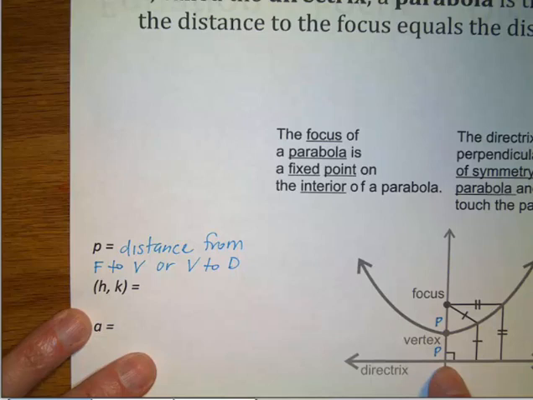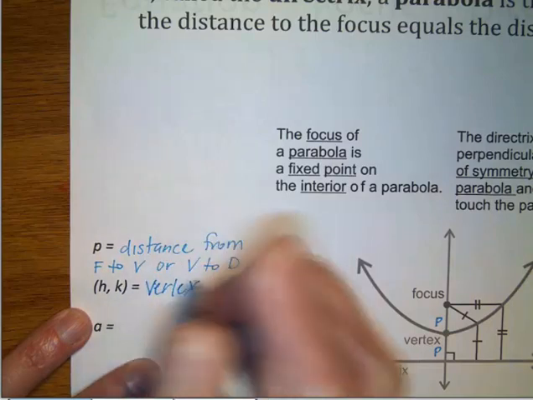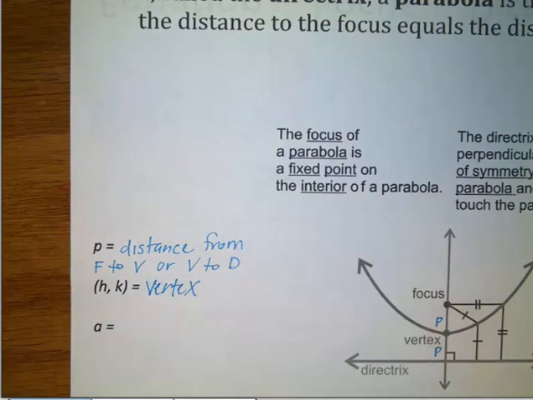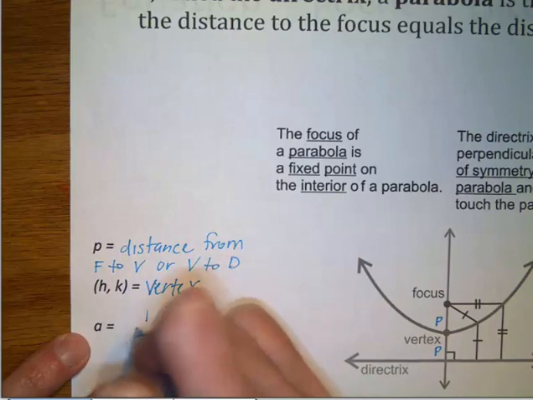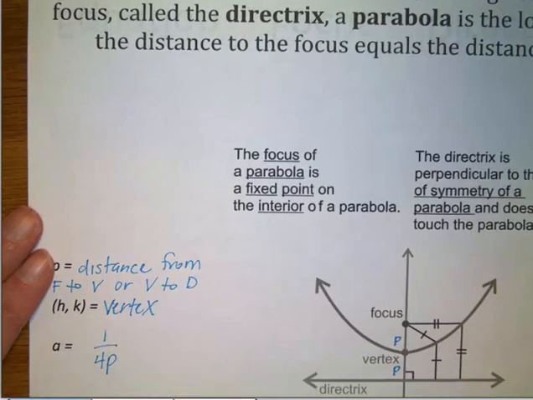The directrix is a line not through the focus. It has to be the same distance, remember, away from the vertex. Okay? H and K are the vertex of your parabola. And A is the value 1 over 4p. And that can be either positive or negative.